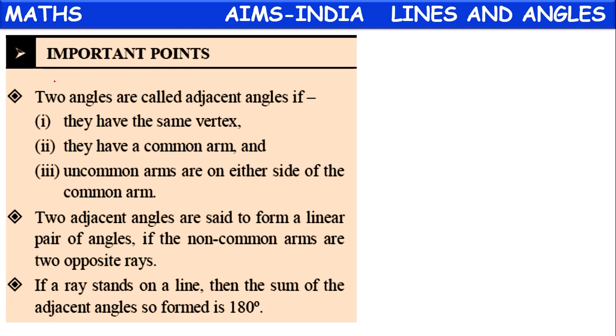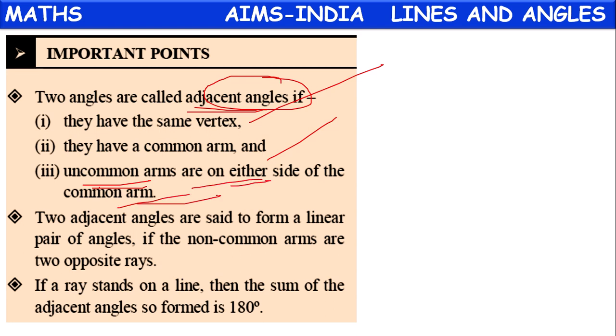Next, children, what important points have we learned? Two angles are adjacent if they follow three conditions. They should have the same vertex. They should have a common arm. The uncommon arms should be on either side of the common arm. Then they are called adjacent angles. Two adjacent angles form a linear pair of angles if the non-common arms are two opposite rays.